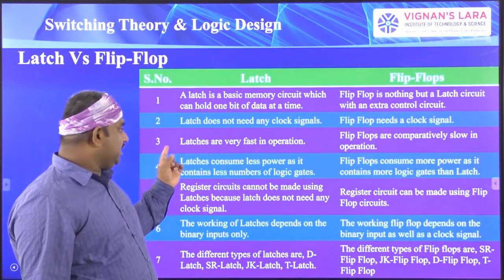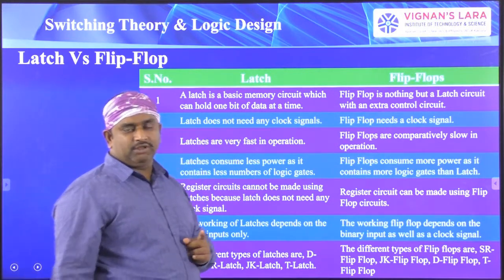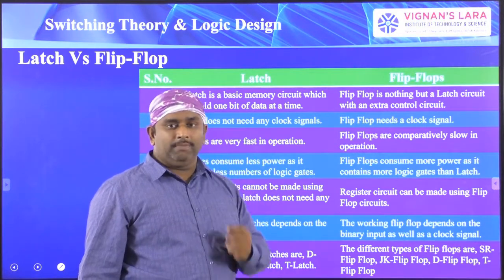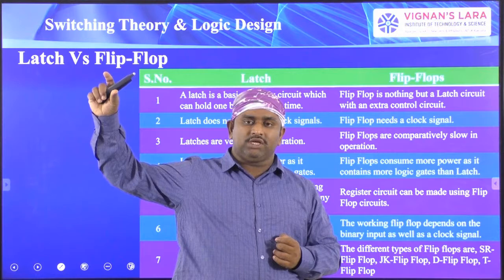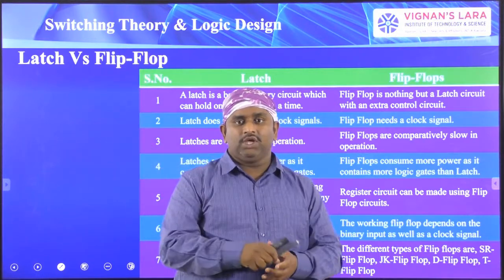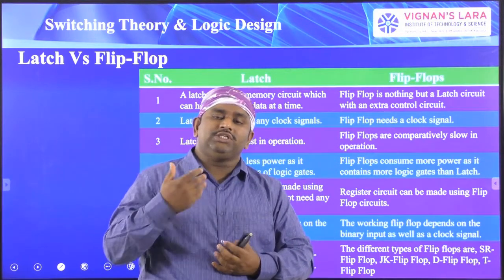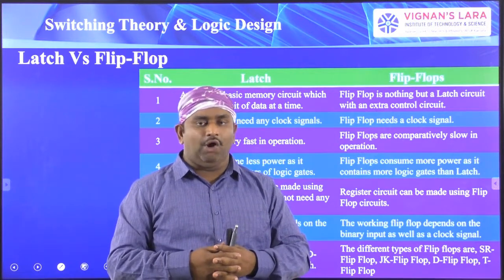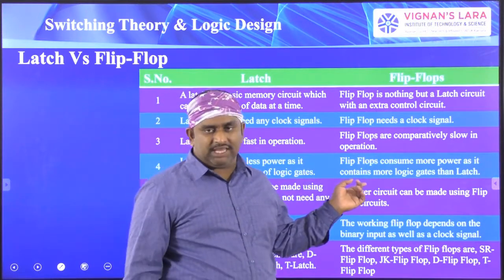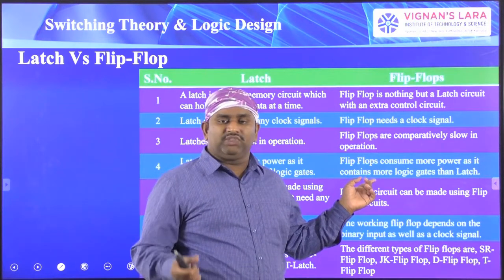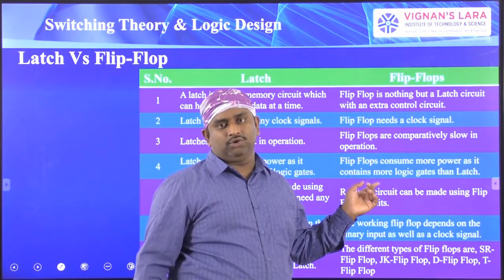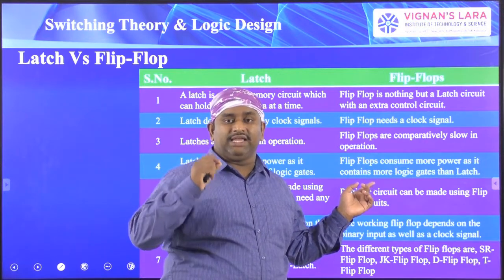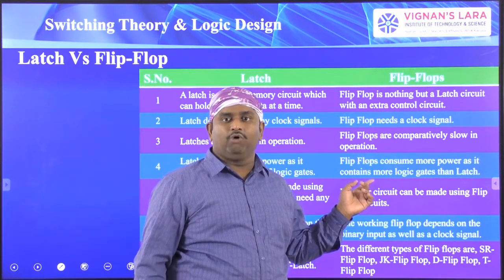Next, the third difference. Latches are very fast in operation. Why? Because the enable signal is on for the latch. So whenever changes of inputs are available, there is a sudden change in the outputs. But in flip-flops, even if there is a change in the input, it doesn't change the output. Why? Because the edge of the clock signal decides the output.